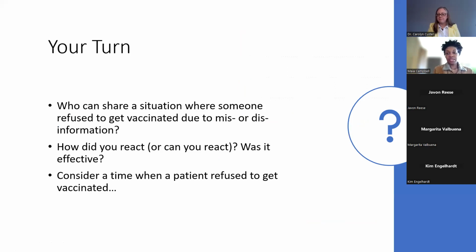Right. So thank you for that, Dr. Custard. So this part is an interactive part. Can anyone share a situation where someone, either a patient or a family member or friend, refused to get vaccinated because of mis or disinformation? What was your reaction, and was it effective?